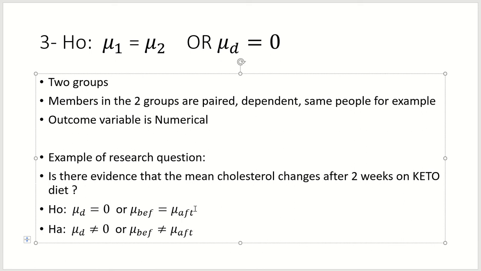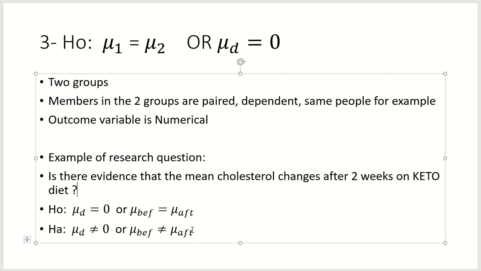Remember, always, the null hypothesis stays no difference, no change, nothing is happening, there's no departure from the state of nature. Whereas the alternative hypothesis is the complement of that. It's everything else but this, and therefore it's mu of difference different than 0, or mu of before not equal to mu of after. Okay? And quickly here, let me help you a little bit and mention a few things.